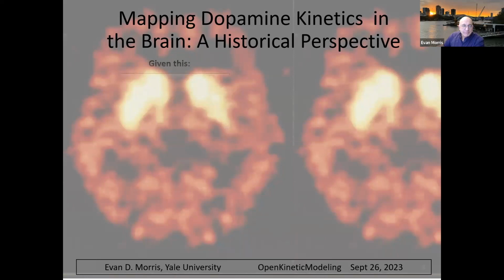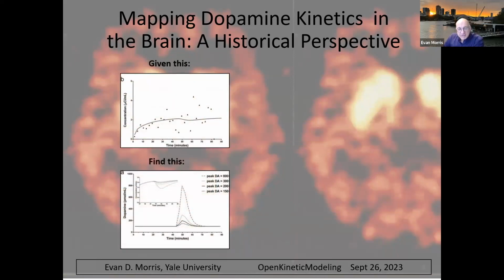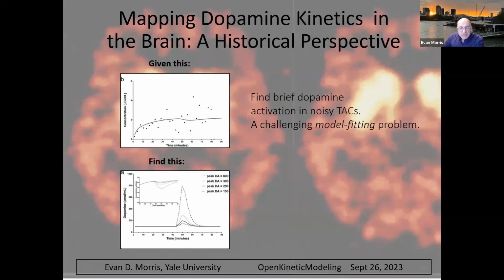So it's best defined graphically. Given this time activity curve on the top, we're looking for this dopamine pulse, which explains any dips in the time activity curve. And I would say that, to put it another way, we have to find the dopamine activation in the noisy time activity curve, and it's actually a challenging model fitting problem.